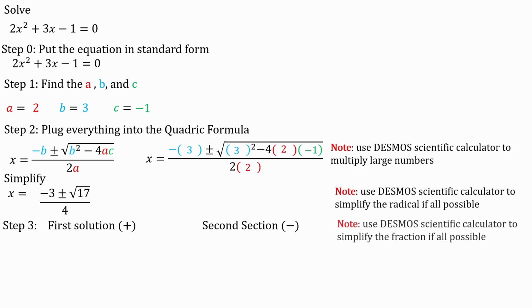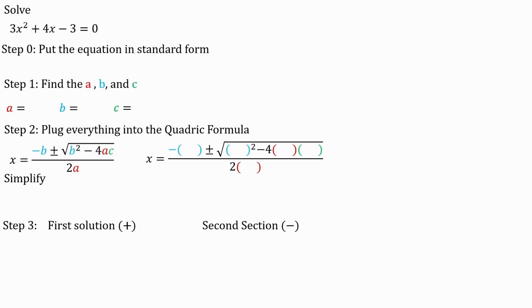Therefore, you can just have the two solutions as x is equal to negative 3 plus radical 17 over 4, and x is equal to negative 3 minus radical 17 over 4. Okay, there's two solutions. All right, the next problem. Let's put it in standard form. It's already in standard form. 3x squared plus 4x minus 3 is equal to 0.